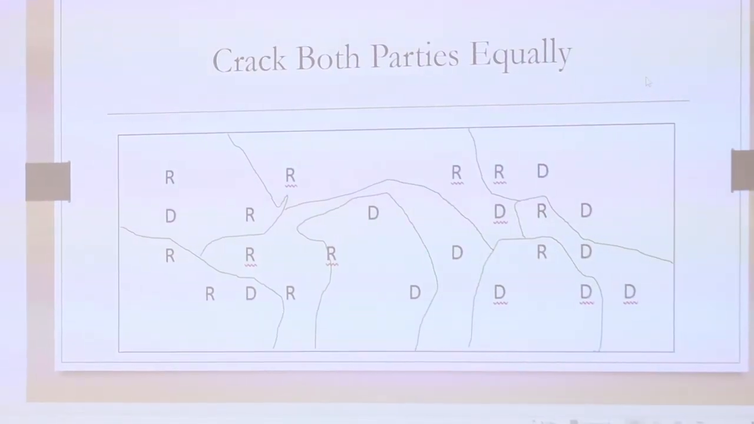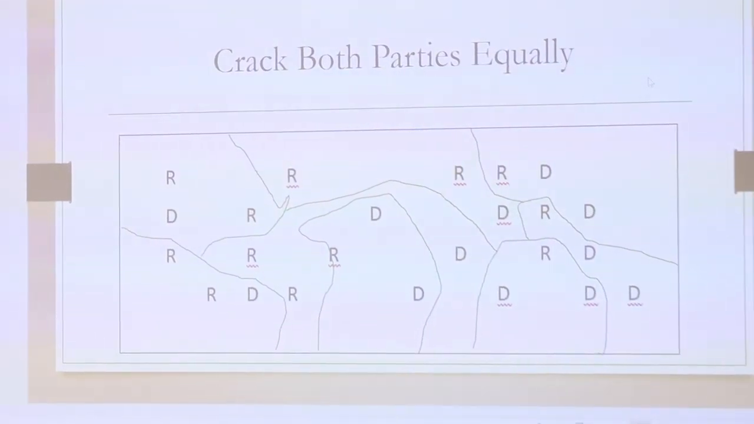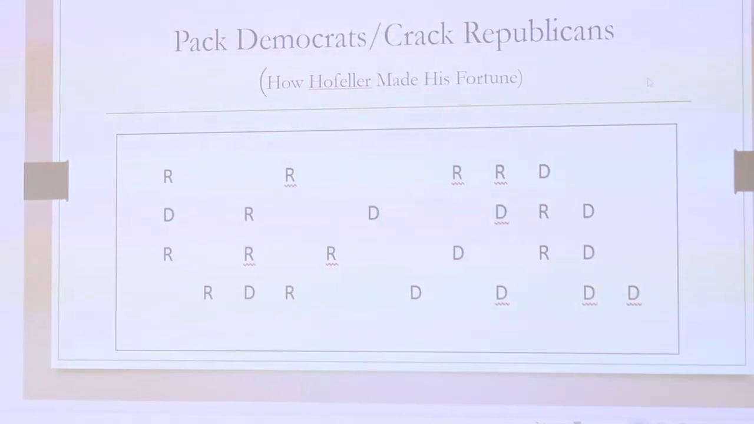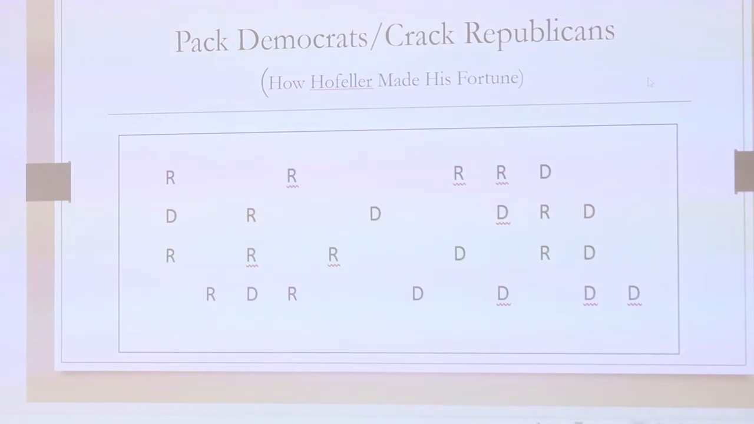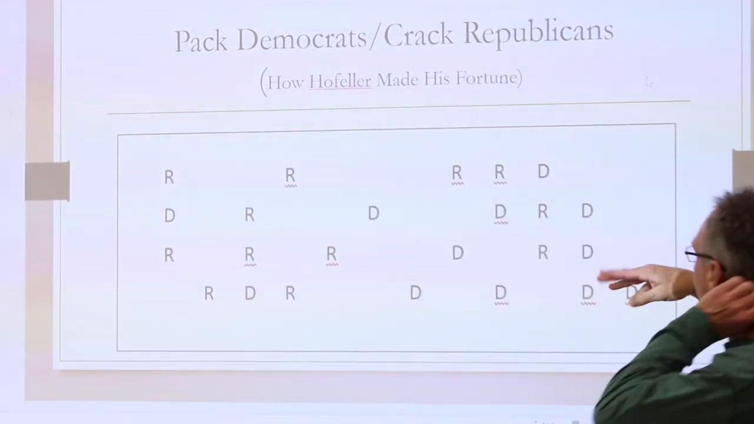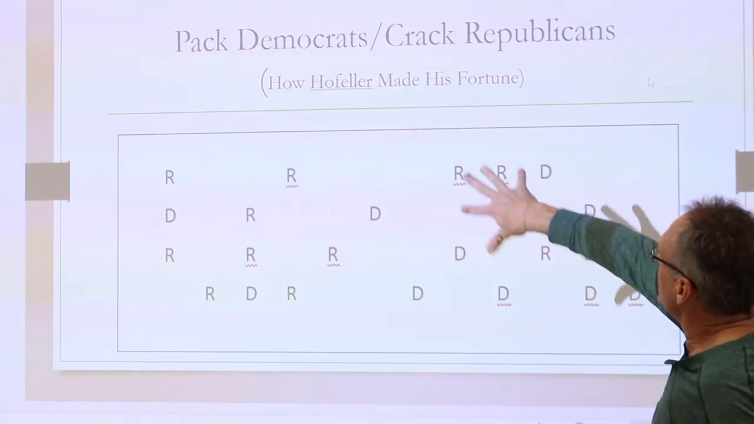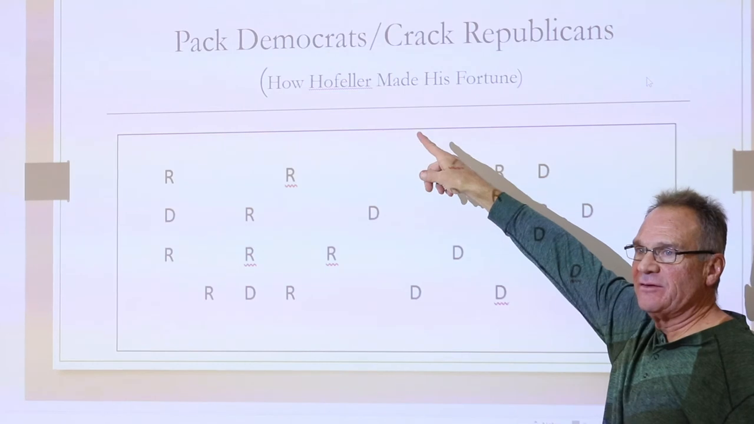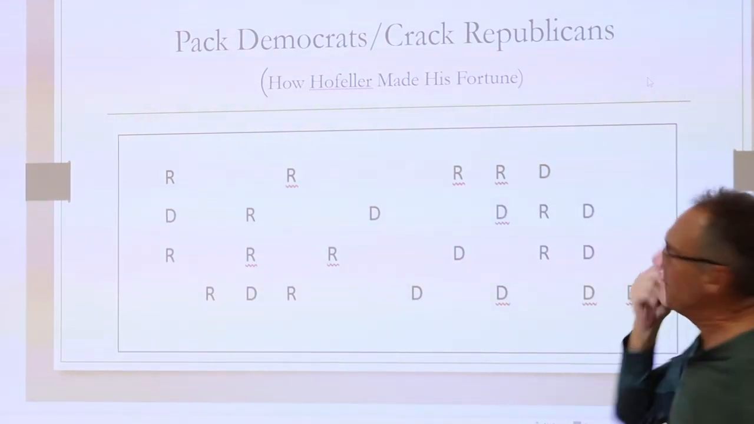So again, if you go back and forth, it comes out okay. The problem arises when you try and draw them to give one party an advantage. So on our next graph, I'm going to flip the page over, let's try and do what Hofeller did, basically where he packed Republicans and cracked Democrats.